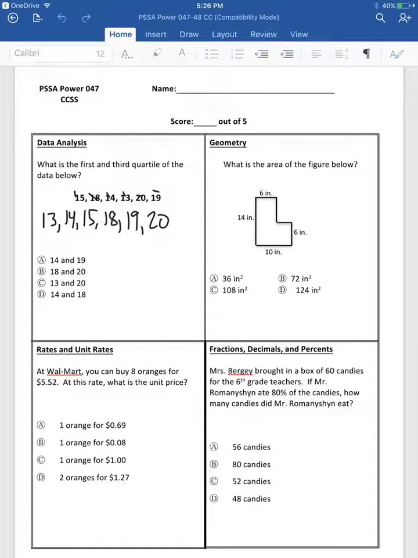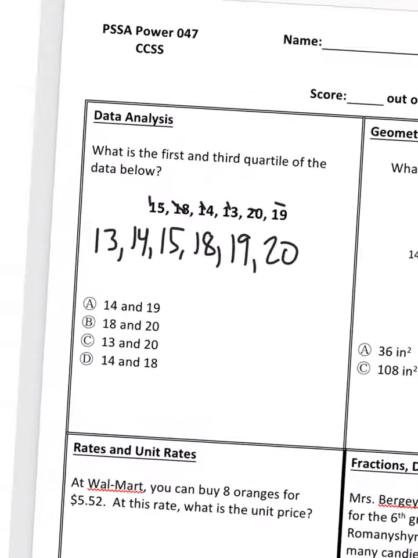Okay, you should have just done PSSA Power 47. Now you're going to make corrections. Make sure you leave yourself any notes on this side or the other side so you don't get them wrong tomorrow when it counts. So let me start by enlarging this first one.